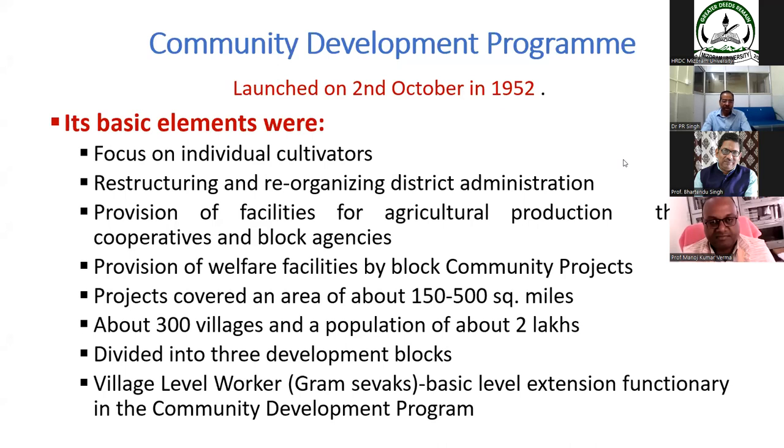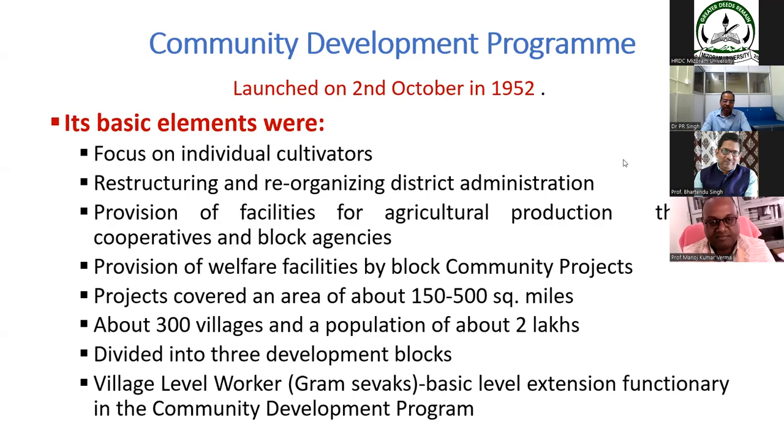Second, restructuring and reorganized district administration. That is one most important thing, because so many concepts are coming from the community development program. Then the third one is very important: provision of facilities for agricultural production through cooperative and block agencies. At that time, Russia was a second power, and we had links with both powers, America and Russia. But we had more influence with Russia, and Russia provided the cooperative farming systems in their country. So we adopted the cooperative farming model in our country also. So this model is also included in the community development program.